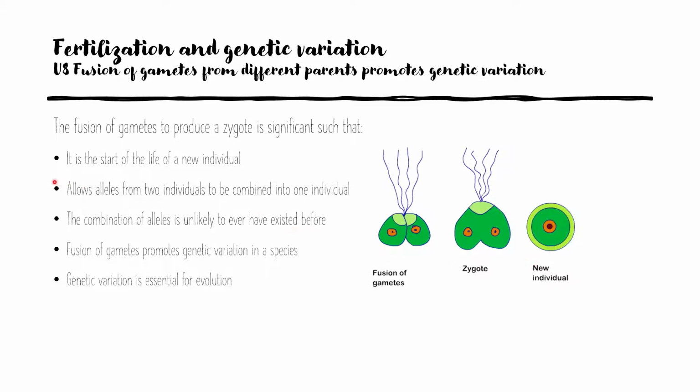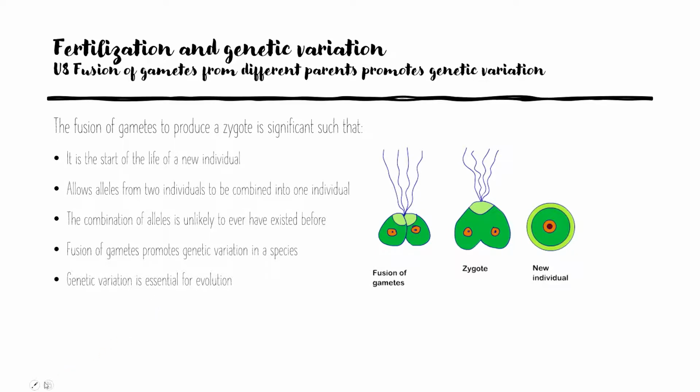And it allows alleles from two individuals to be combined into one individual. So the alleles from these two gametes are combined into one individual right here. And these combinations of alleles are unlikely to ever have existed before. The fusion of gametes promotes genetic variation in a species, and genetic variation is essential for evolution.